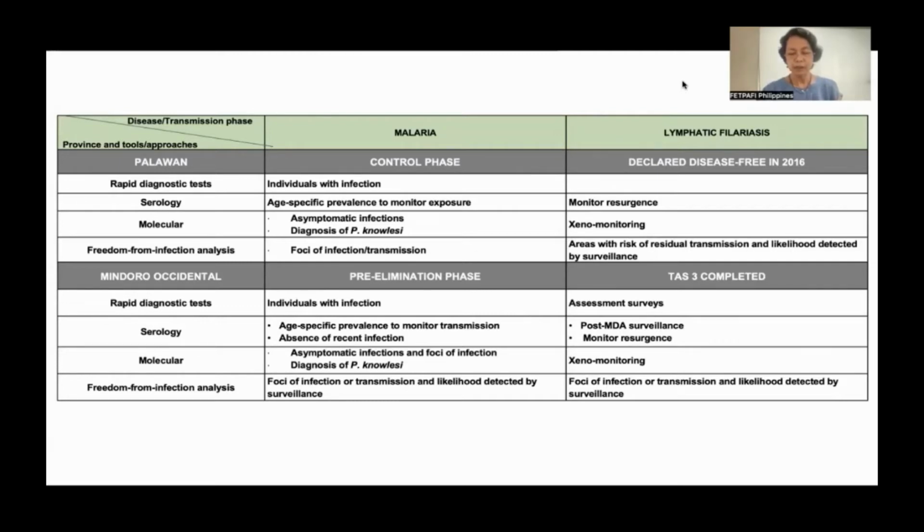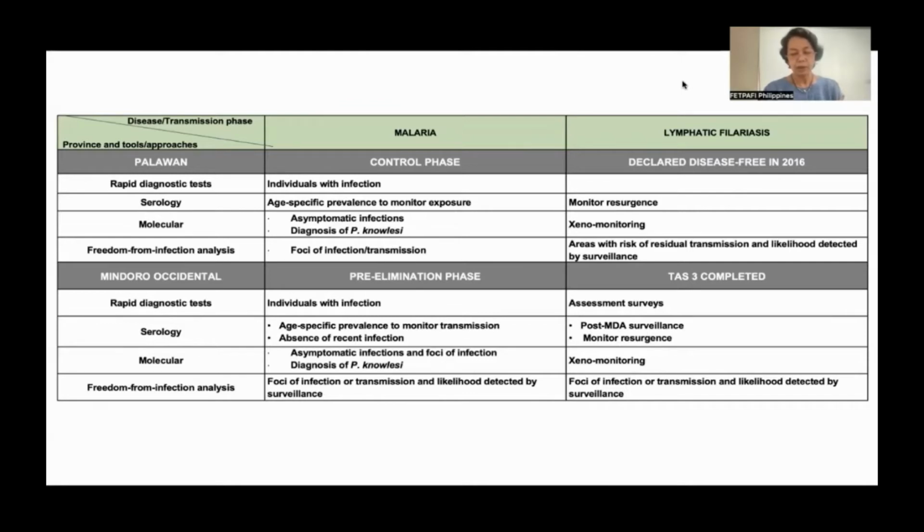Because of the heterogeneity of transmission of malaria and LF, we realize the importance of understanding the information that will be derived from the tools and approaches we use, as illustrated in this slide. In a general sense, the interpretation of information is dependent upon the phase of the transmission of the disease. These tools and platforms and information derived from them will be discussed by the next three speakers of this session.